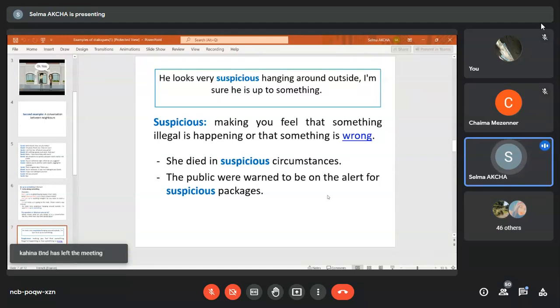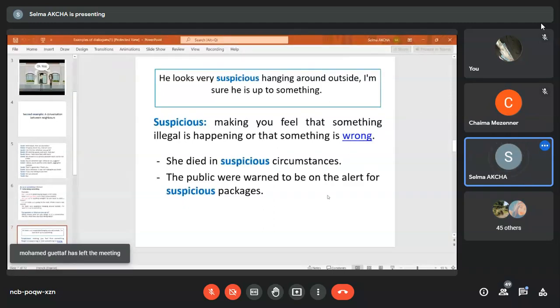Elle est décédée dans des circonstances suspectes, which means that when the medical doctor comes to see the person who died, he can see that the circumstances are suspicious and he will tell the police. OK? Quand le médecin arrive et qu'il voit qu'il y a des circonstances suspectes, il appelle la police.